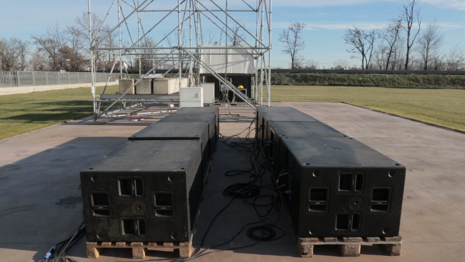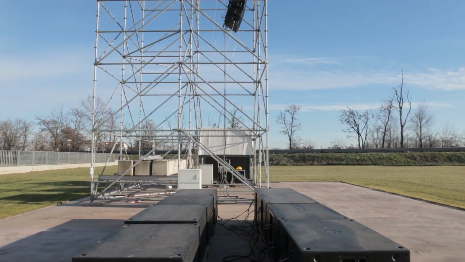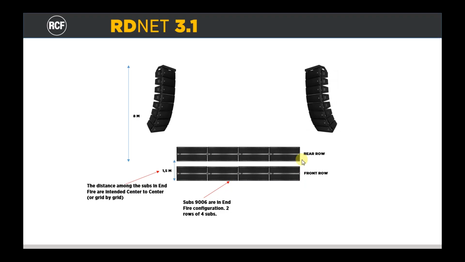Talking about the subs, they will be placed in the center between the 2 clusters, close together on the horizontal plane, in 2 rows composed of 4 subs each, about 1.5 meters spaced front to back.